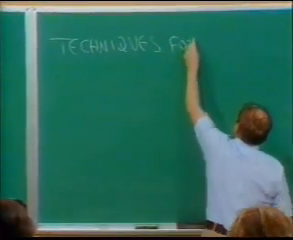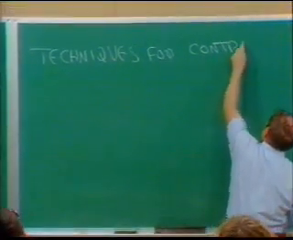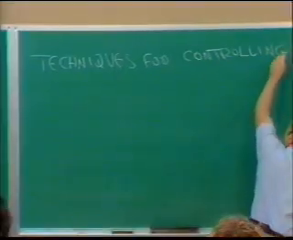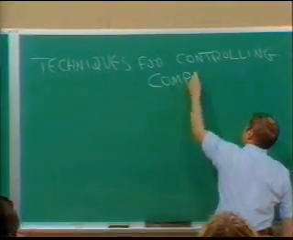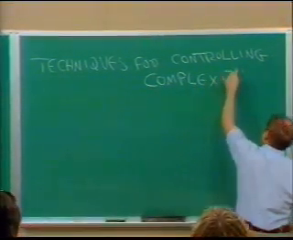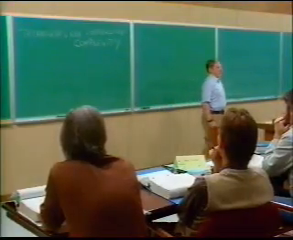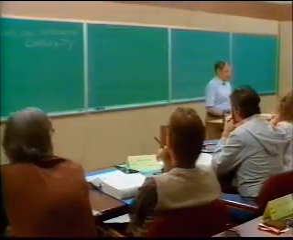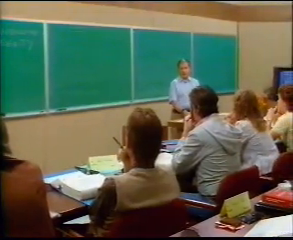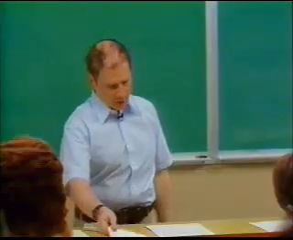And the only reason that that's possible is because there are techniques for controlling the complexity of these large systems. And these techniques for controlling complexity are what this course is really about. And in some sense, that's really what computer science is about.